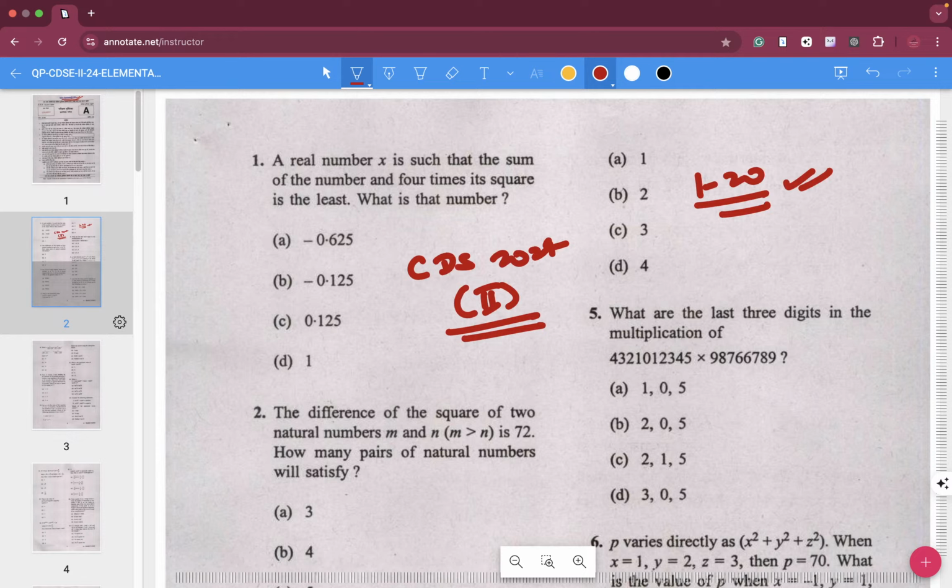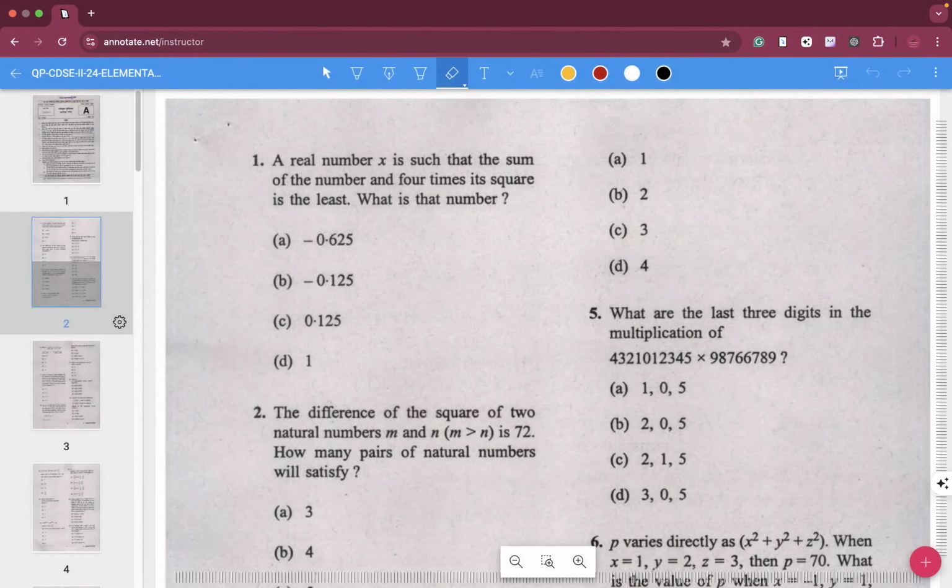The first question says: a real number x is such that the sum of the number and 4 times its square is the least. Over here the clue lies with the word least. Let's say that number is x.